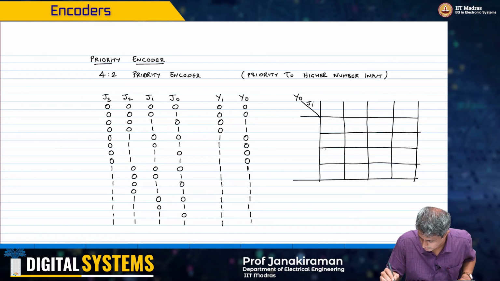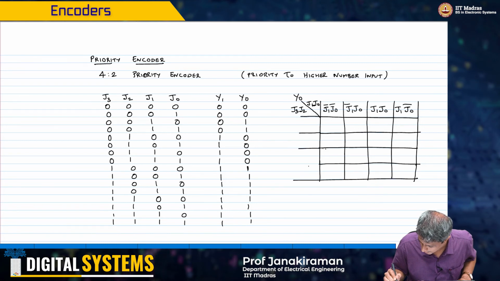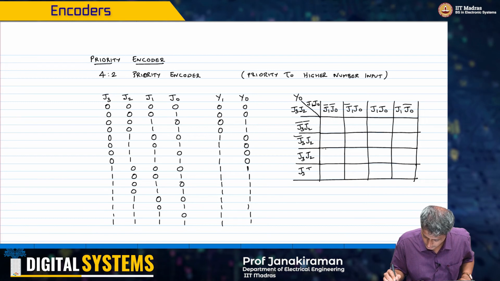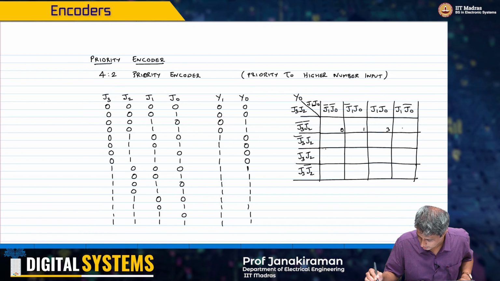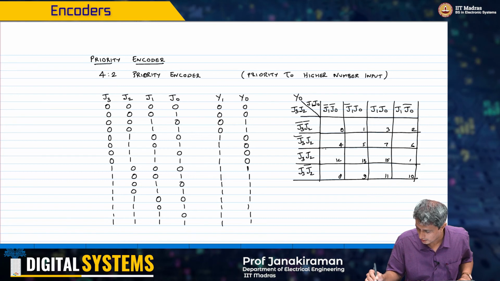Okay, so this is J1, J0, J3, J2. So this is J1 bar J0 bar, J1 bar J0, J1 J0, J1 J0 bar. And this again is going to become J3 bar J2 bar, J3 bar J2, J3 J2, and J3 J2 bar. The cells are numbered 0, 1, 3, 2, 4, 5, 7, 6, 8, 9, 11, 10, 12, 13, 15, 14.